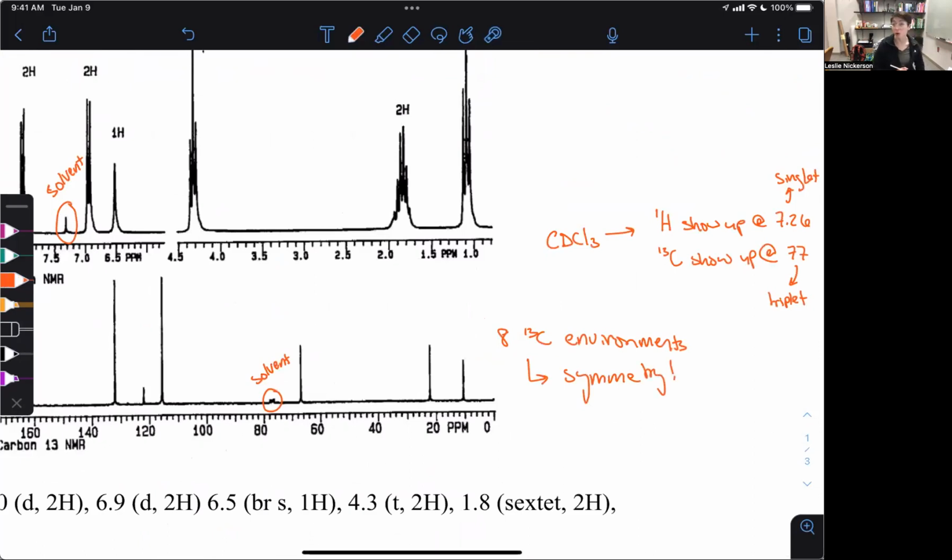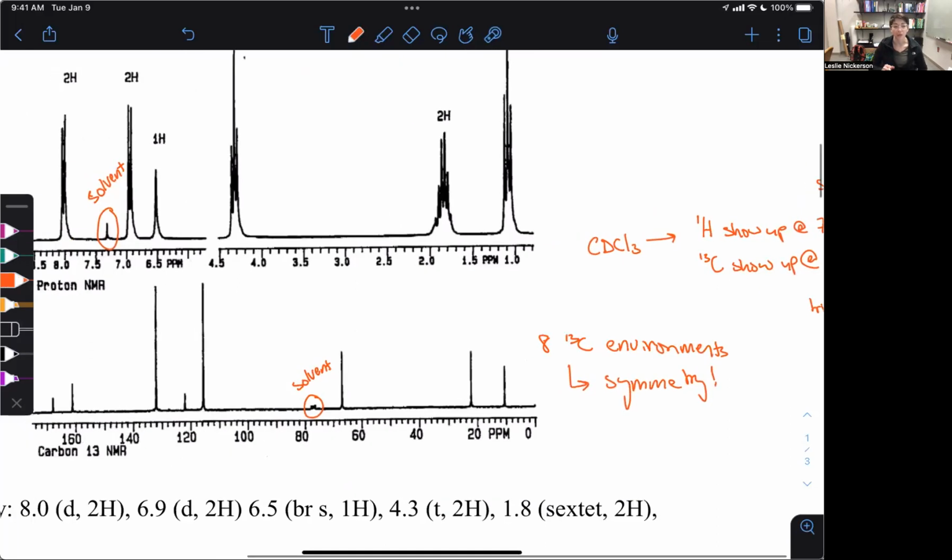I've got to have at least one plane of symmetry that's relating a couple of them. Okay, so we can look into that a little bit more as we go along, but that's kind of where we want to be going with that.